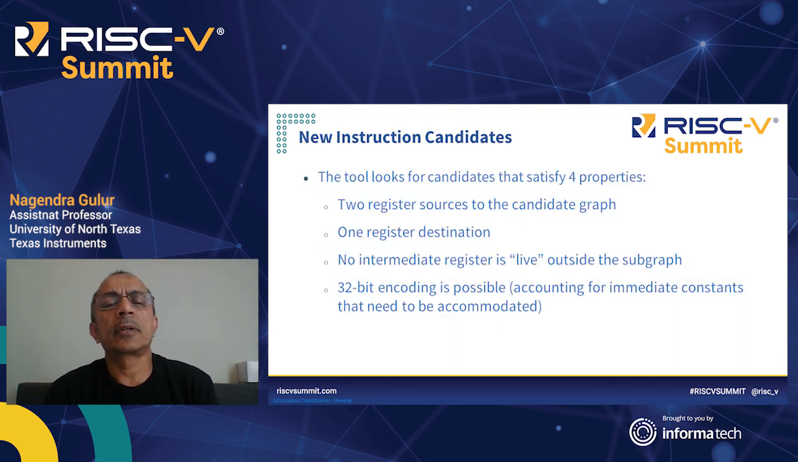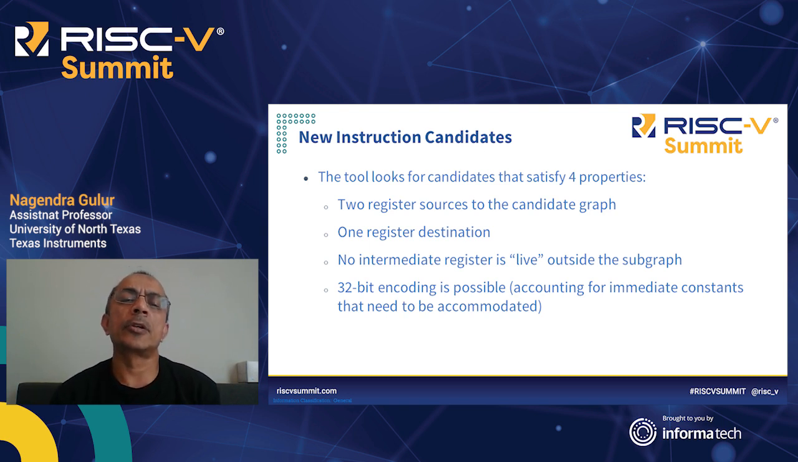The tool looks for candidates that satisfy 4 properties: 2 register sources to the candidate graph, because they're interested in finding new RISC-like instructions that satisfy the property of 2 register sources and 1 register destination. That's why it limits its attention to graphs where only 2 registers are inputs, and the graph has a single register destination. And with the additional requirement that no intermediate registers should be live outside the subgraph.